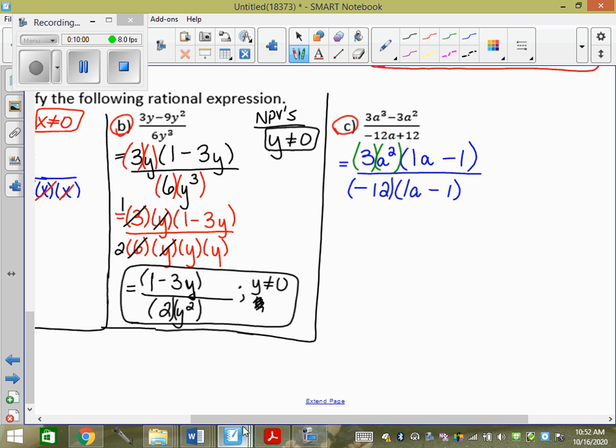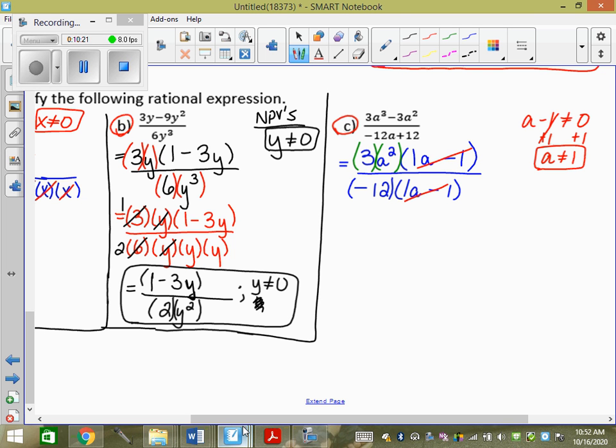So do I have to write the negative 12 can't equal 0? No. Do I have to go a minus 1 can't equal 0? Yep. Add 1. A can't equal 1. And these can cancel off because they completely match.